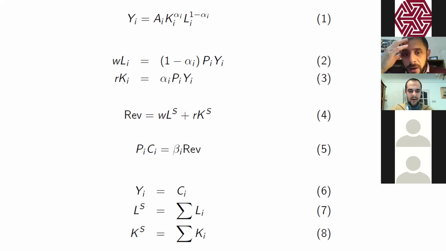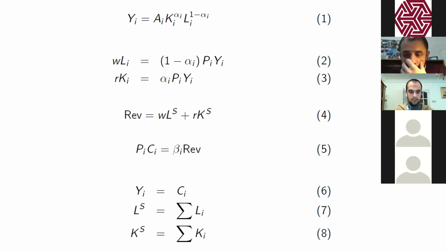So the supply and the demand of each good must be equal to each other. So Yi is equal to Ci, that's one. And then the sum of the labor demand of all sectors must be equal to the total labor supply. And the same for the sum of the capital demand of all the goods, which must be equal to the total capital supply that we have in the economy.